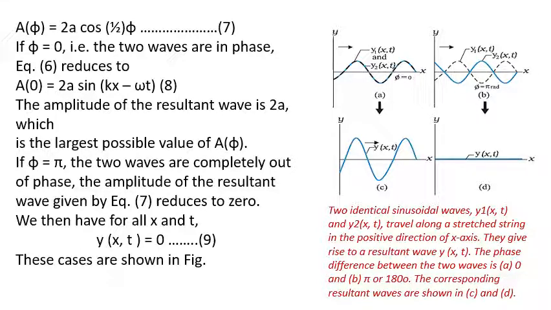If phi is 0, the two waves will be in the same phase, and equation 6 reduces to 2a sin(kx minus omega t). The amplitude of the resultant wave is 2a, which is the largest possible value. If phi equals pi, the two waves are completely out of phase and the amplitude of the resultant wave reduces to 0. For all x and t, y will be equal to 0. Both cases are shown in diagrams C and D.